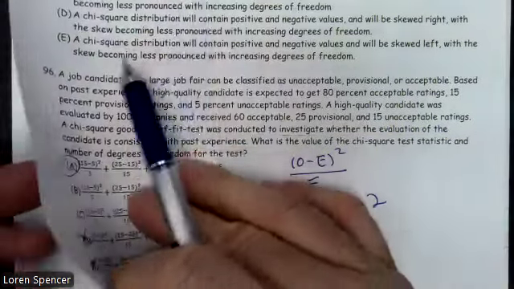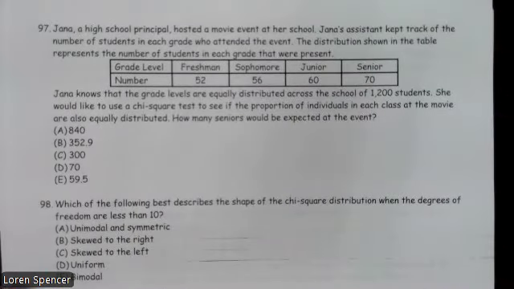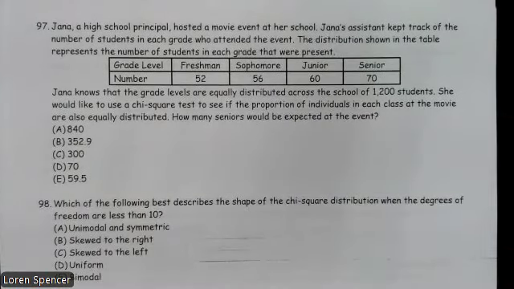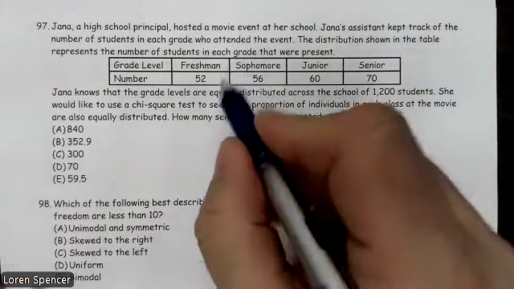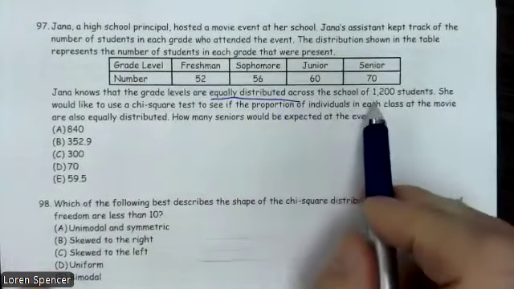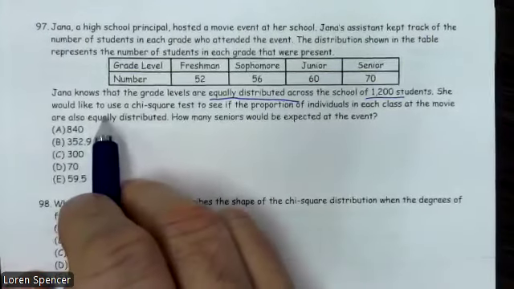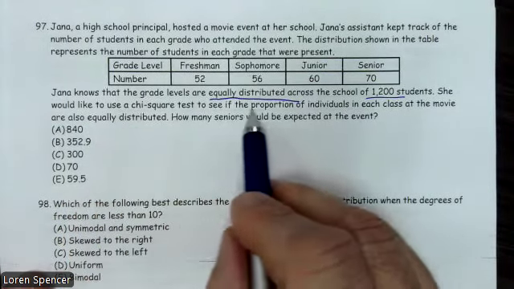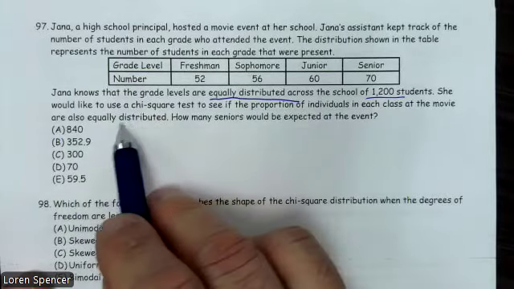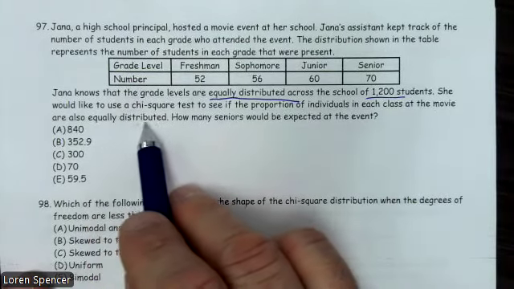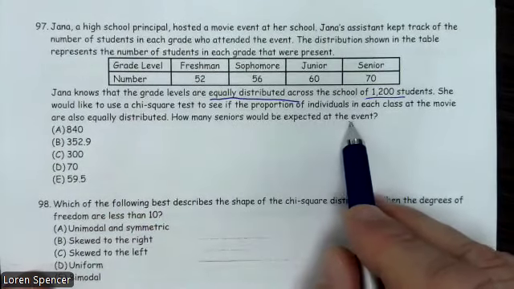All right, number 97. Jana, a high school principal, hosted a movie event at her school. Jana's assistant kept track of the number of students in each grade level who attended the event. The distribution shown in the table represents the number of students in each grade that were present. Jana knows that the grade levels are equally distributed across a school of 1,200 students. She would like to use a chi-square test to see what proportion of individuals in each class at the movie are also equally distributed. How many students would you expect at the event?